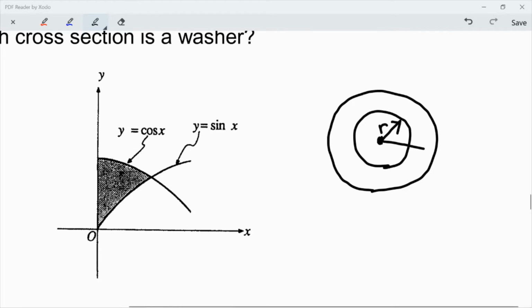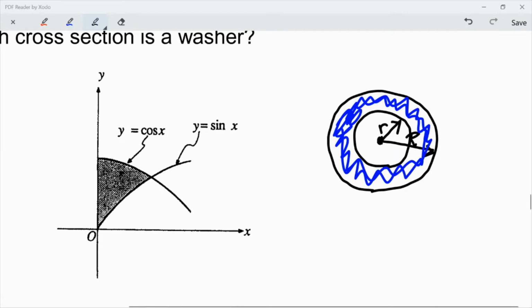I'm going to have an outside radius, which I'm going to call uppercase R. So I've got two radii here, right? The region that I want to find is all of this stuff in the middle. So this is the cross-sectional area, everything in between those two circles.